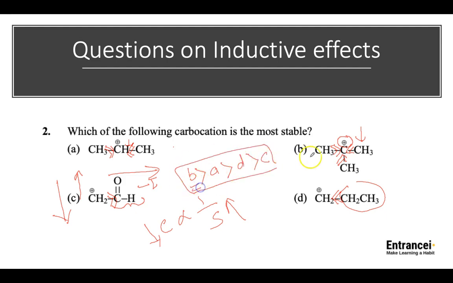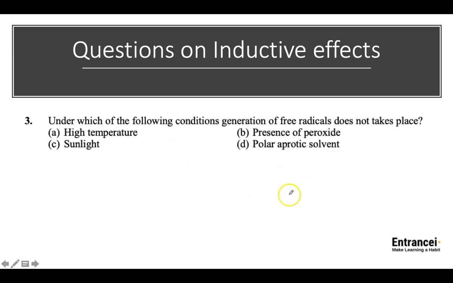Because in B, all alkyl groups are donating electron pairs to this carbocation, because of which the positive charge decreases. But in case of A, there are two methyl groups which are donating. In case of D, one methyl group is donating and another CH2 group, from which the electrons are coming to C plus. And in the C case, all of you know that the CHO group exhibits minus I effect, right? So moving ahead to question number 3, let's see.